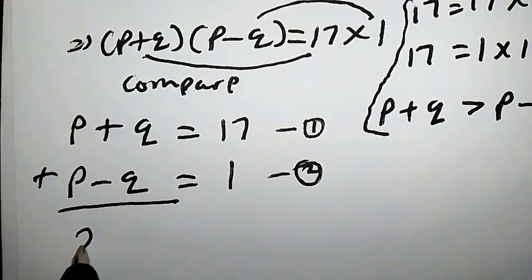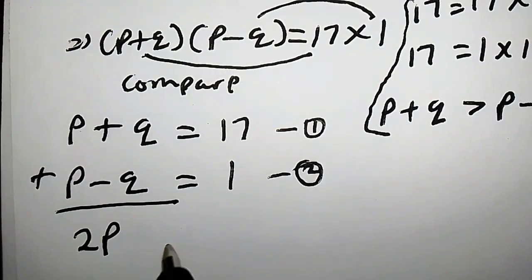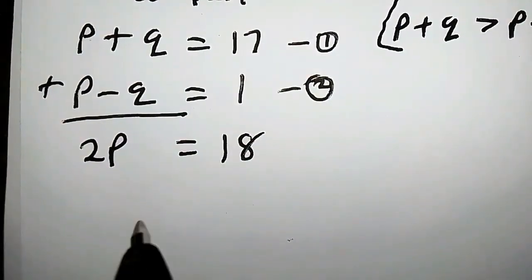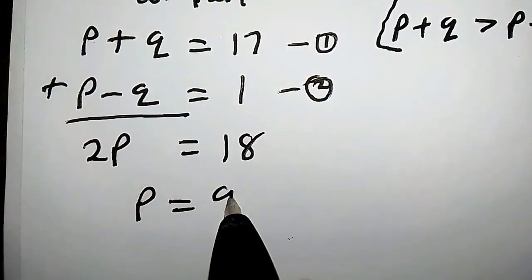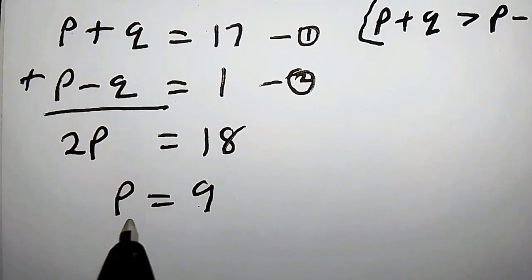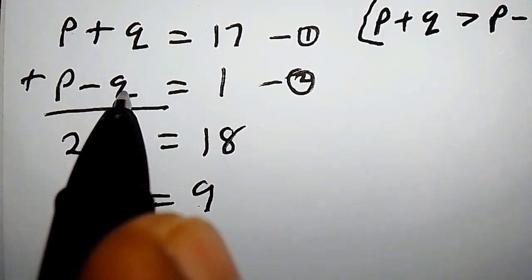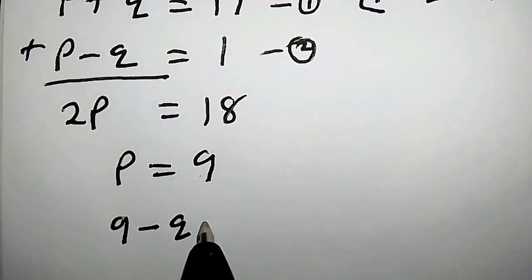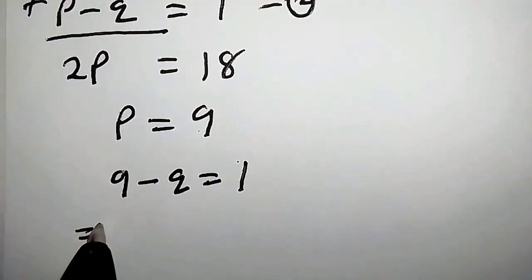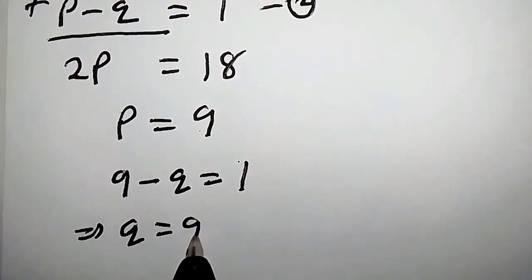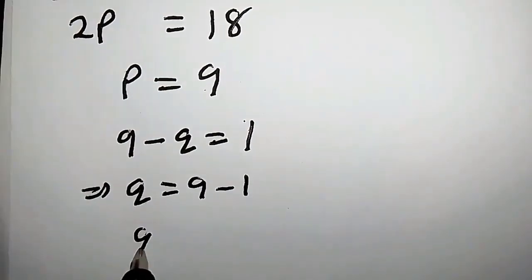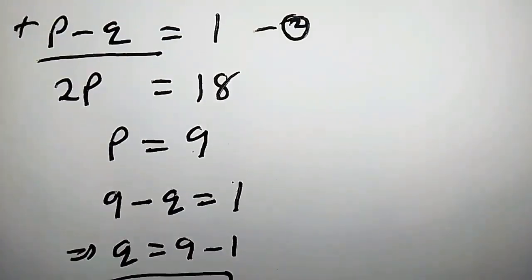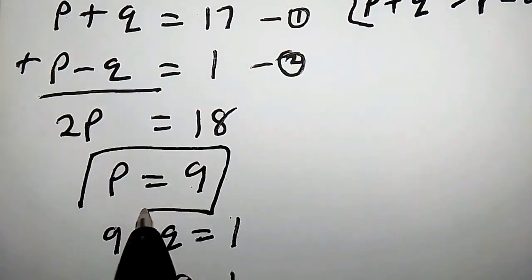We can solve these two equations by adding them together. P plus p, that is 2p. Q minus q, that is 0, equal to 17 plus 1, that is simply 18. Divide both sides by 2, p is equal to 9. To get the value of q, let's plug the value of p into equation 2. So that will be 9 minus q equal to 1. This means that q is equal to 9 minus 1. So our value of q is equal to what? 8. This is the value of q, and this is the value of p.